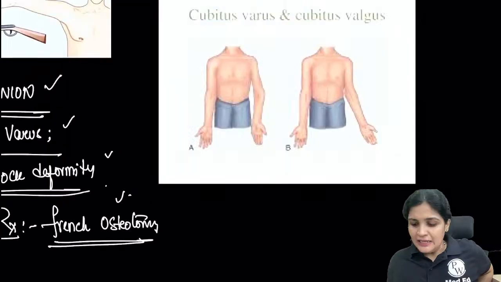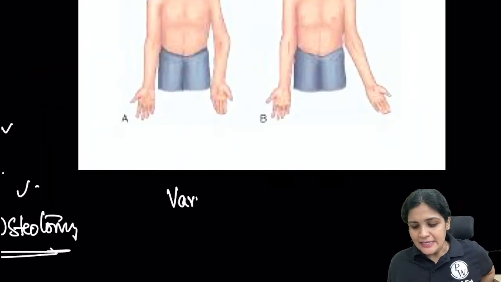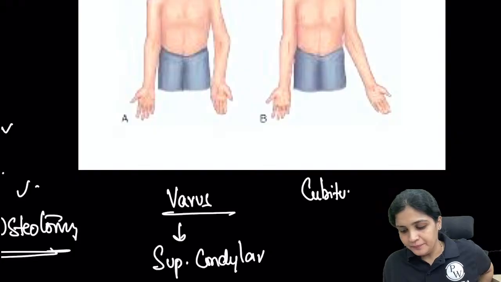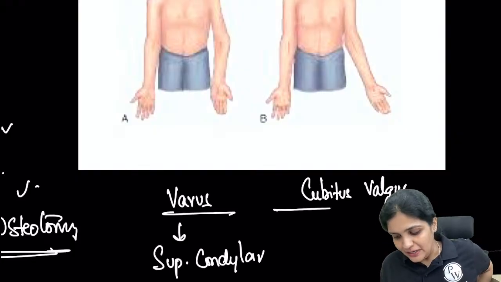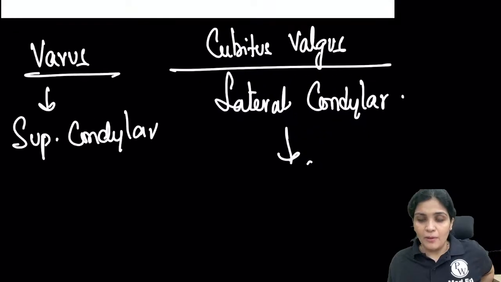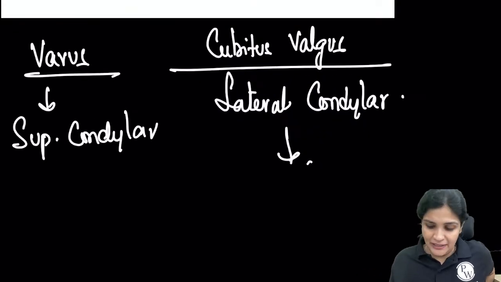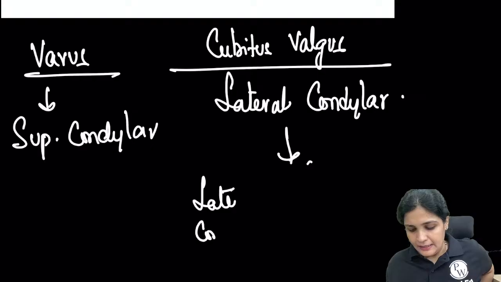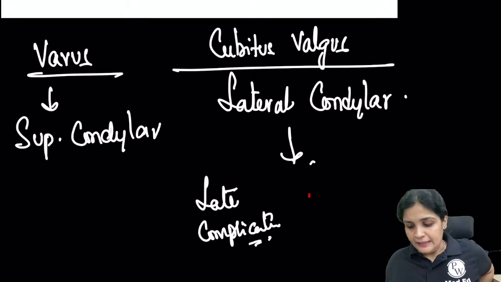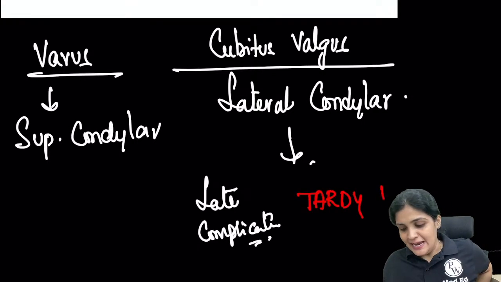Here I have told you varus is mainly seen in supracondylar fracture. Then where is valgus seen? Cubitus valgus, which fracture? Lateral condylar fracture. So lateral condylar fracture will usually result in cubitus valgus. And what is one of the most common late complications of this valgus? Tardy ulnar nerve palsy.